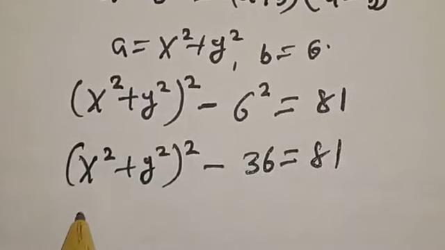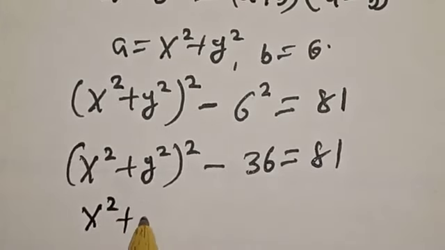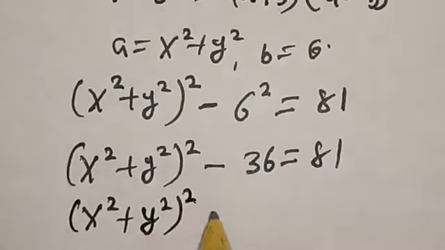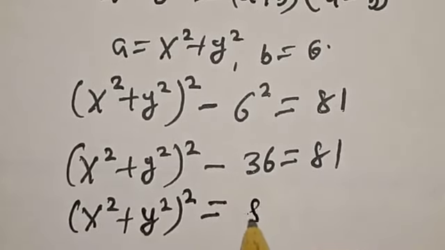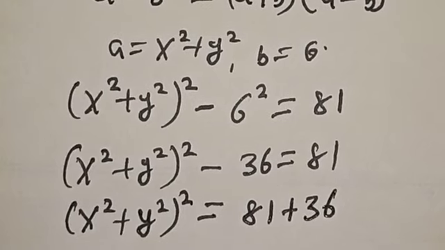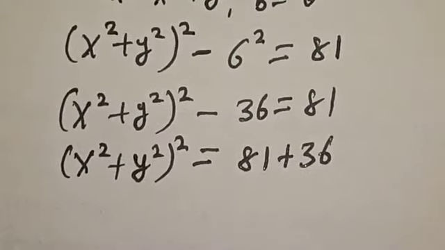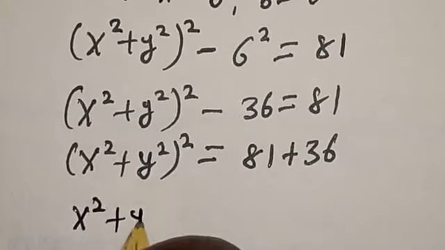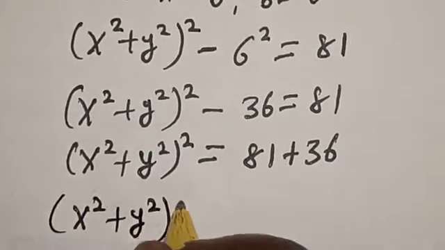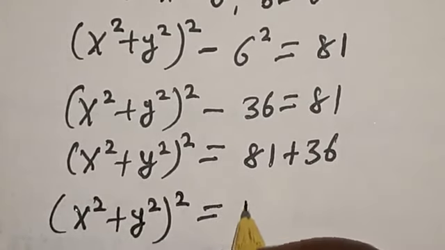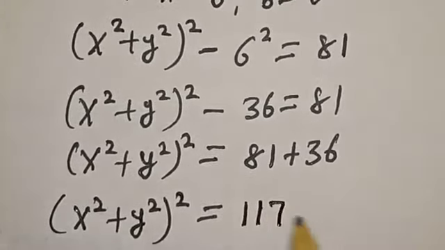Then this is x squared plus y squared, all squared, is equal to 81 plus 36. This is 117.